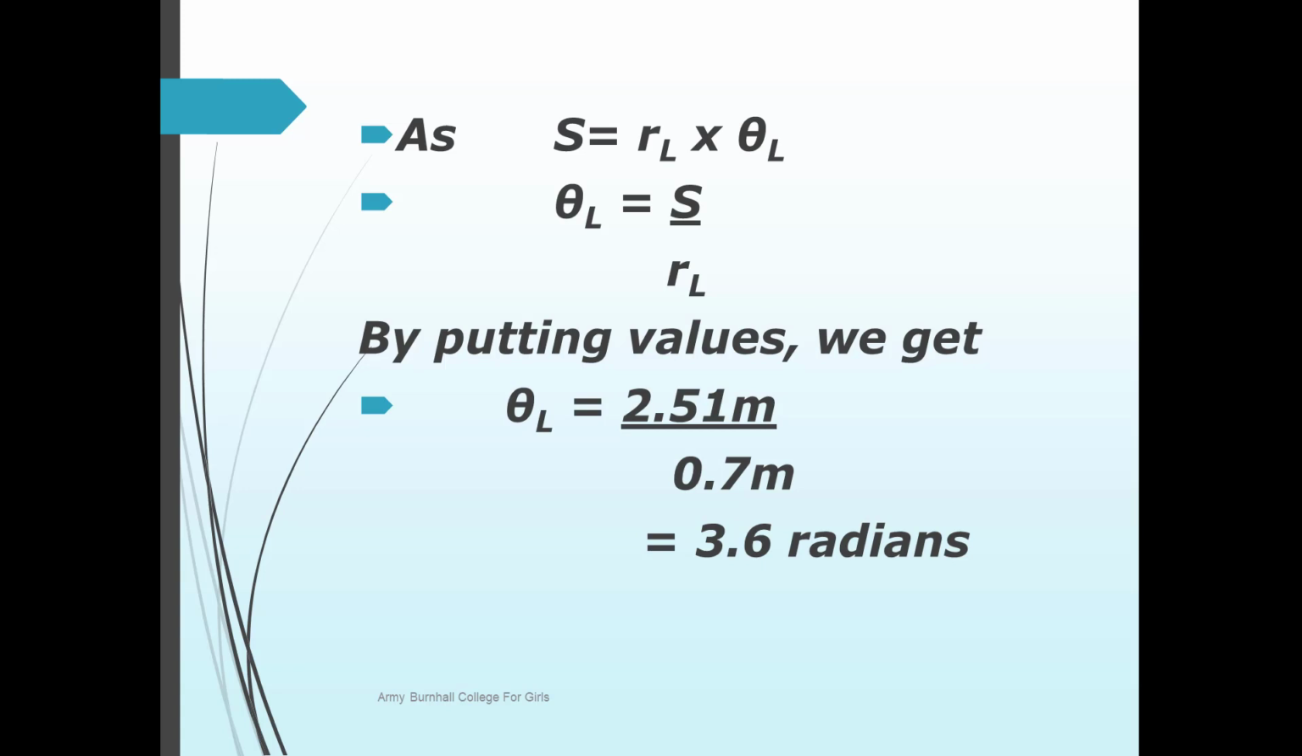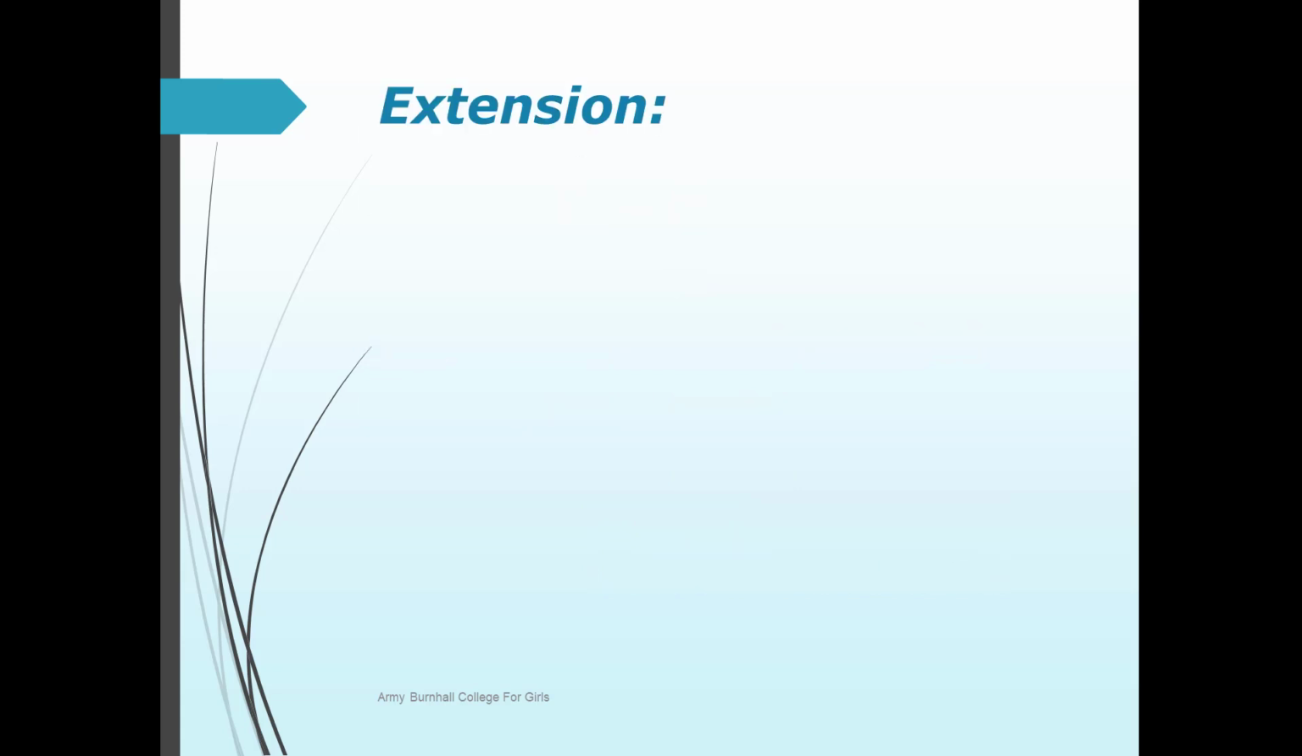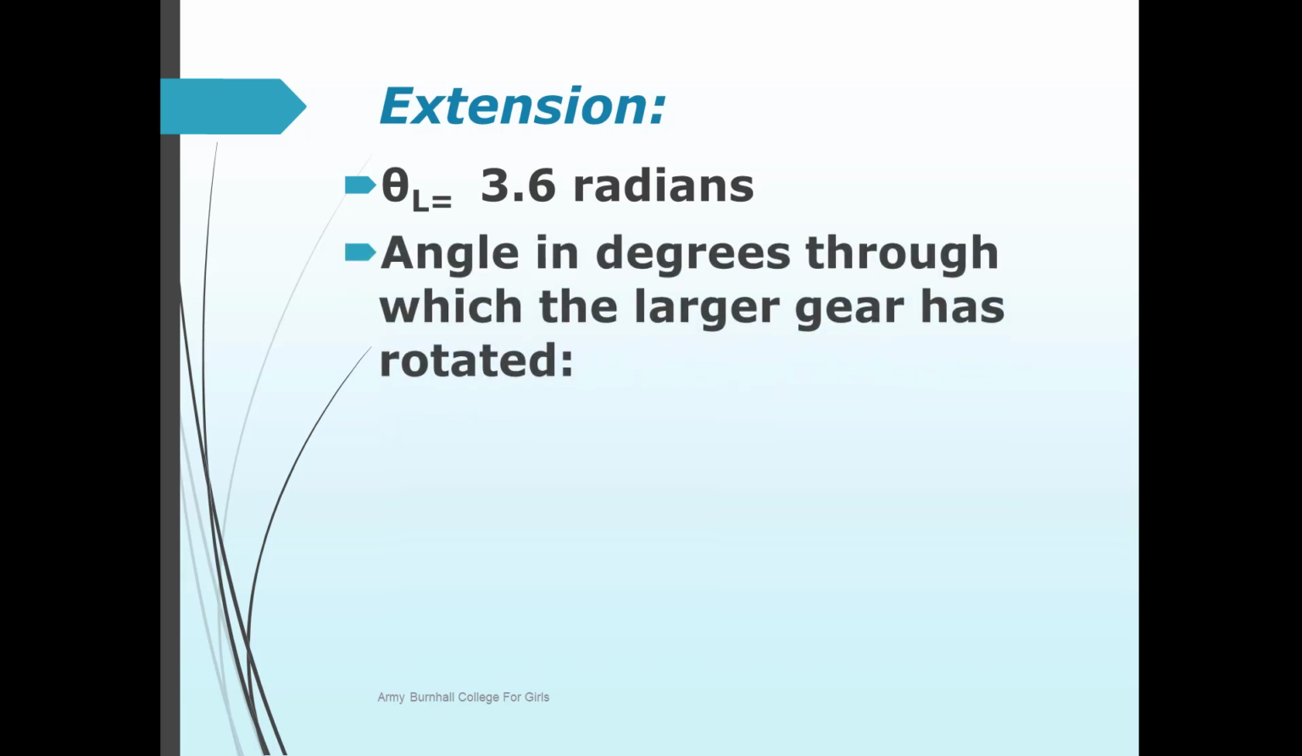So the angle rotated by the larger gear is 3.6 radians. Another extension is given in your book: you have to find out the angle in degrees as well. The angle given over here is in radians, so you can convert it to degrees. We know that 2 pi radians is equal to 360 degrees, because it is equal to 1 revolution.